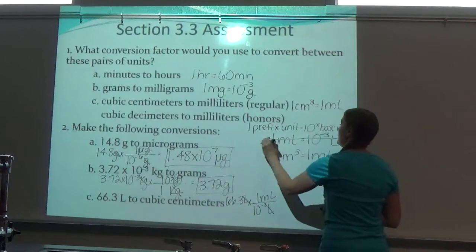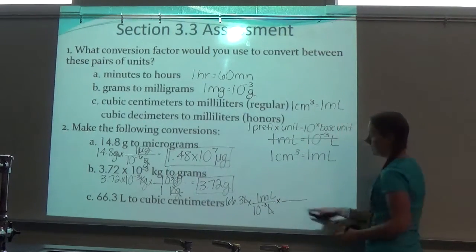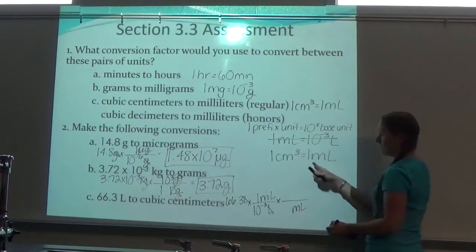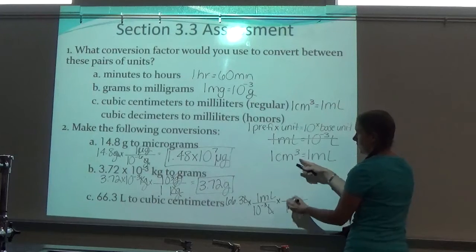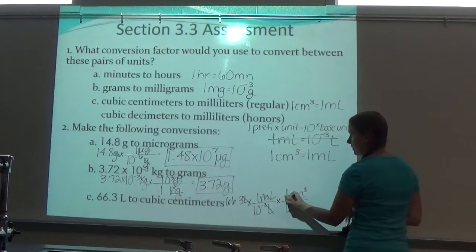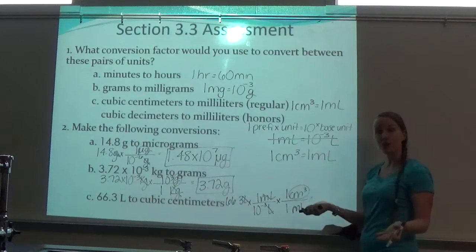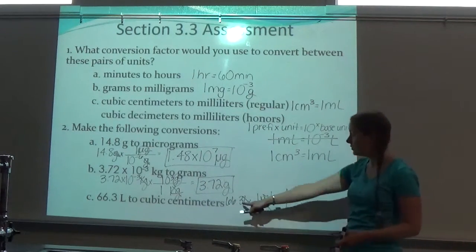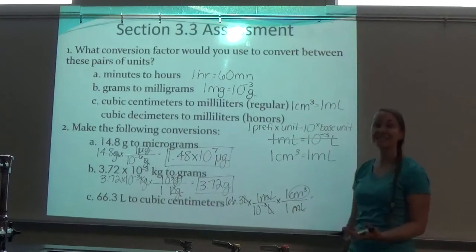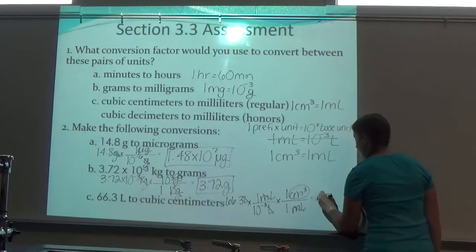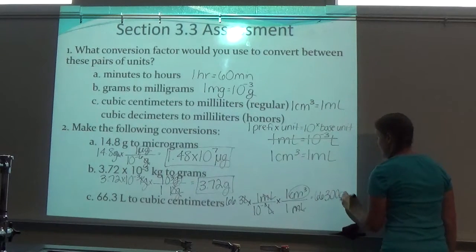I've already used this one, so I just continue. Milliliters is on top, so I'll put milliliters on bottom. I'll look up here, 1 milliliter equals 1 centimeter cubed. Milliliters cancel, I'm left with centimeters cubed, which is what I want, and because one number's on top and one's on bottom, I divide. So I do 66.3 divided by 10 to the negative 3. And once I do that, I get 66,300 centimeters cubed.